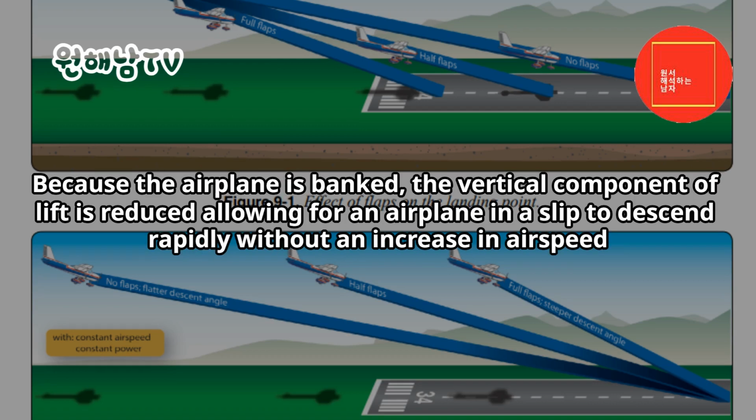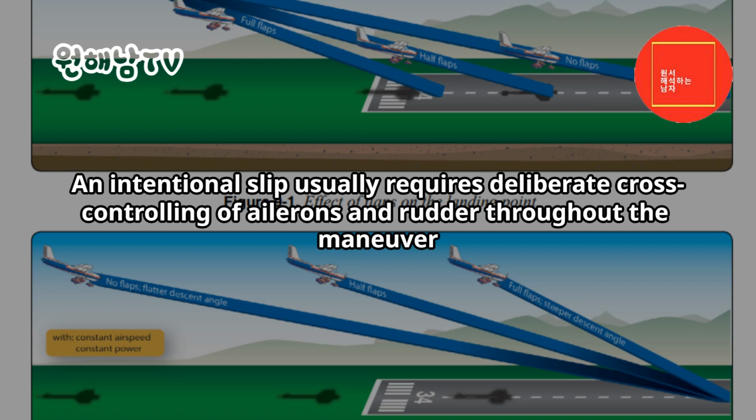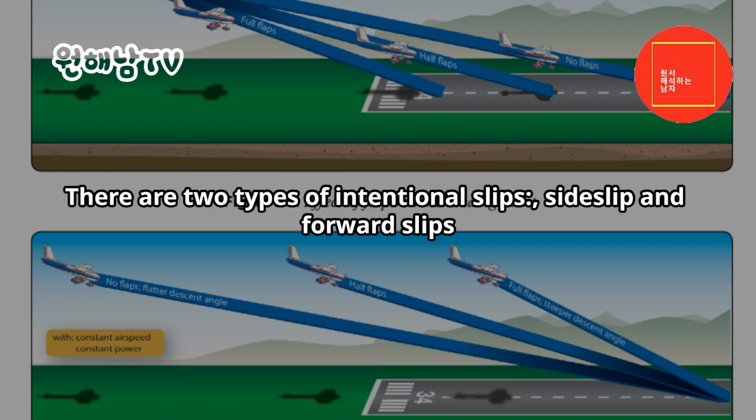Because the airplane is banked, the vertical component of lift is reduced, allowing for an airplane in a slip to descend rapidly without an increase in airspeed. Most airplanes exhibit the characteristic of positive static directional stability and, therefore, have a natural tendency to compensate for slipping. An intentional slip usually requires deliberate cross-controlling of ailerons and rudder throughout the maneuver. There are two types of intentional slips, side slips and forward slips.